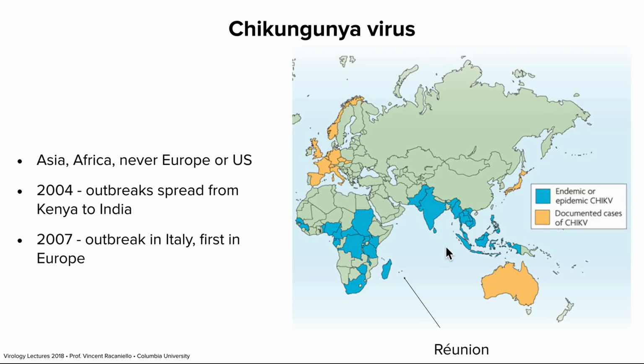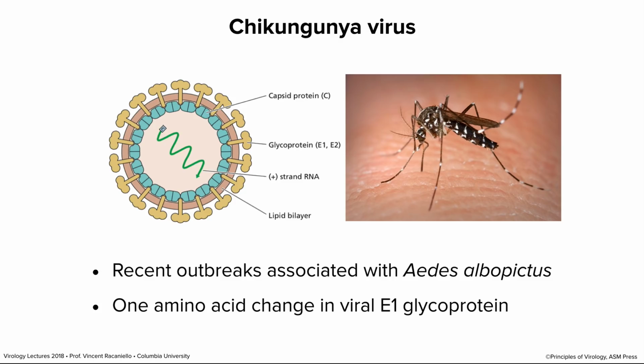And now we have these orange sites of infection here. So what happened in 2004? Well, what happened was a new vector became able to transmit infection. And the new vector is a different mosquito called Aedes albopictus, also known as the Asian tiger mosquito, shown here.